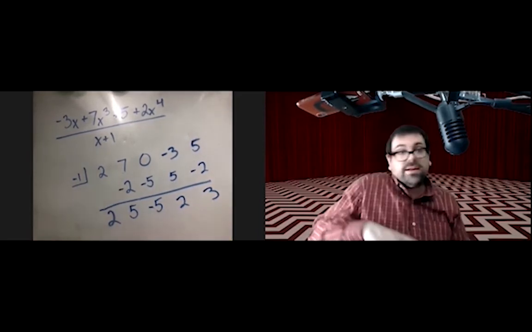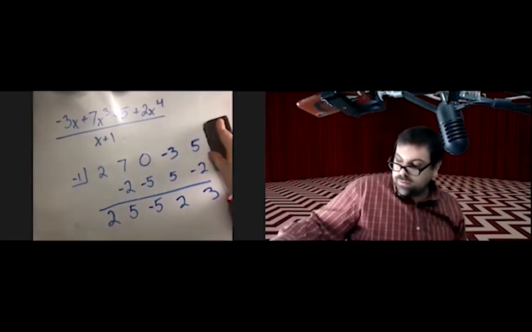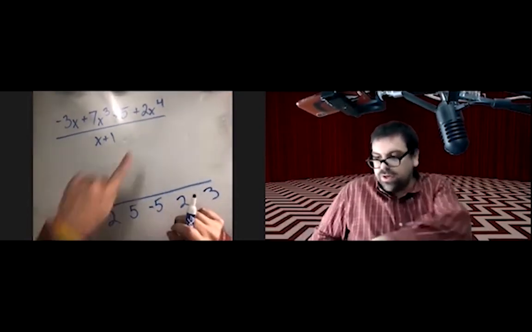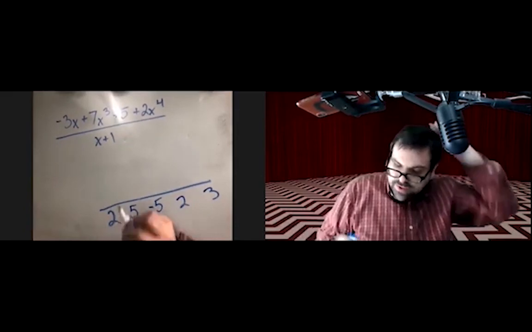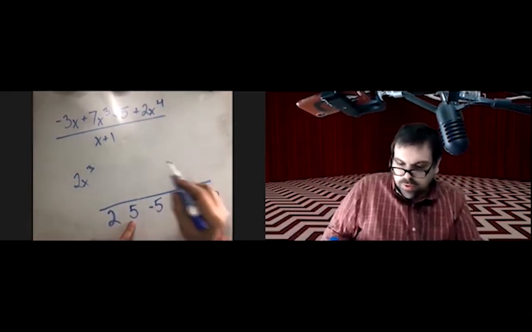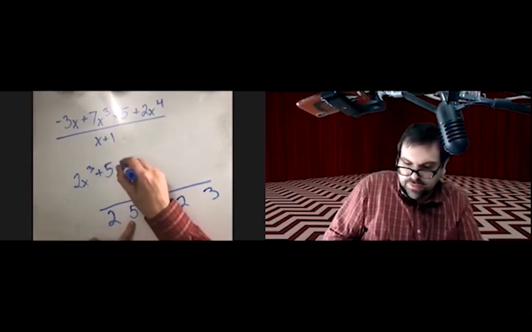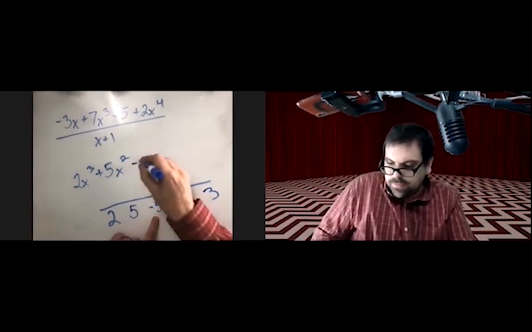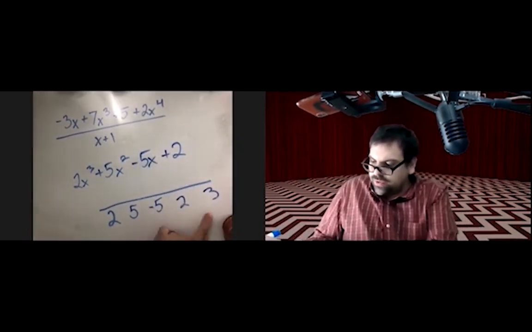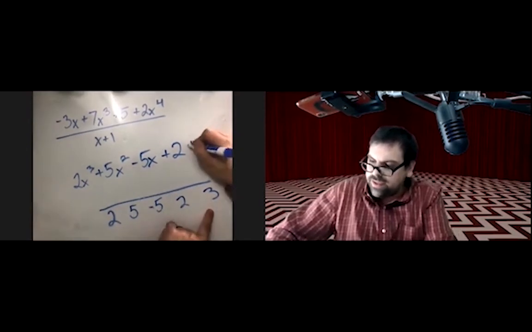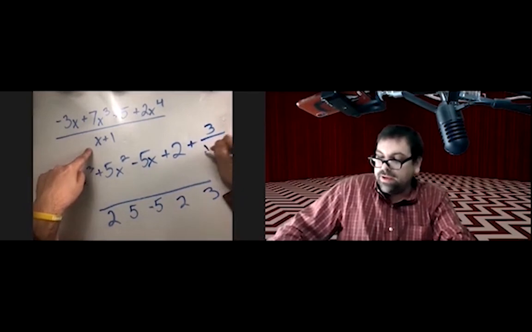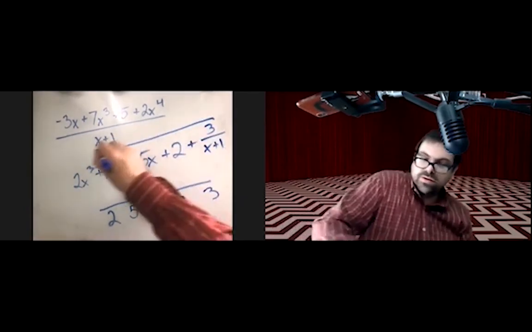From this bottom line, our final answer, since we started with x to the fourth, this would be x cubed, positive 2x cubed, plus 5x squared, minus 5x, plus 2, and then a remainder of positive 3 means plus 3 over, what were we dividing by? X plus 1.